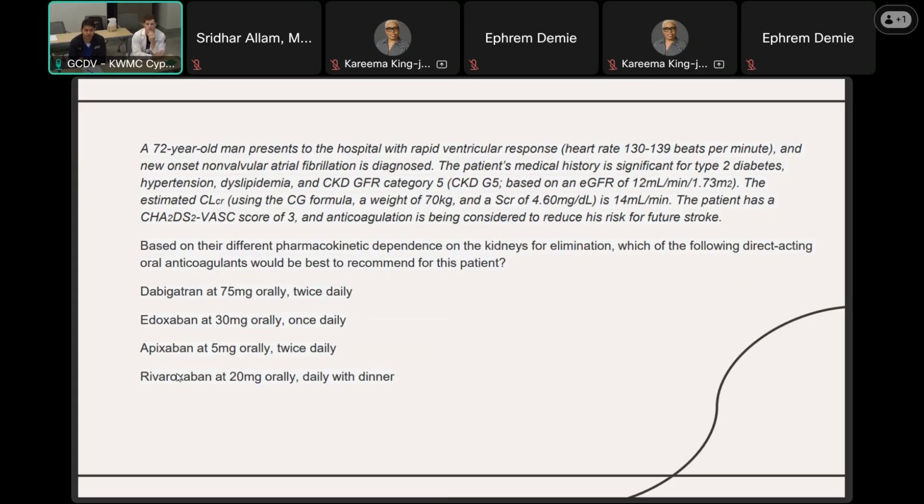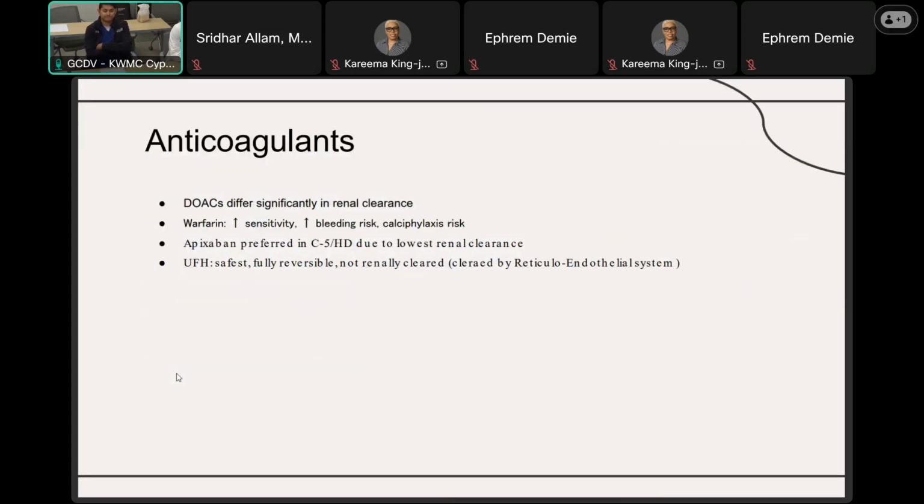Based on different pharmacokinetic dependence on the kidneys for elimination, which of the following direct-acting oral anticoagulants would be the best recommended for this patient? Dabigatran at 75 milligrams orally BID, edoxaban at 30 milligrams orally daily, apixaban at 5 milligrams orally BID, and rivaroxaban at 20 milligrams orally daily with dinner. Right. It's difficult to remember all of these, and that was not my intention, but let's talk about it.